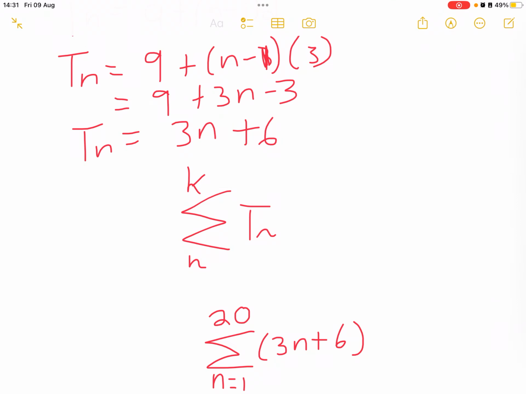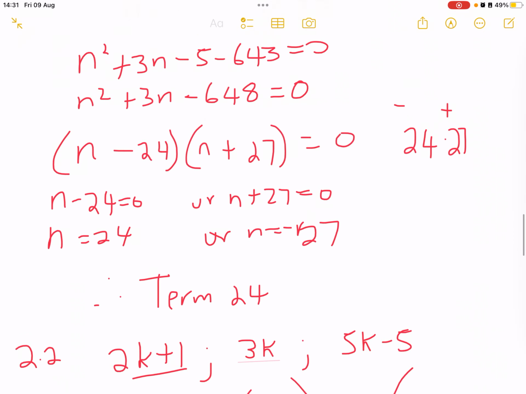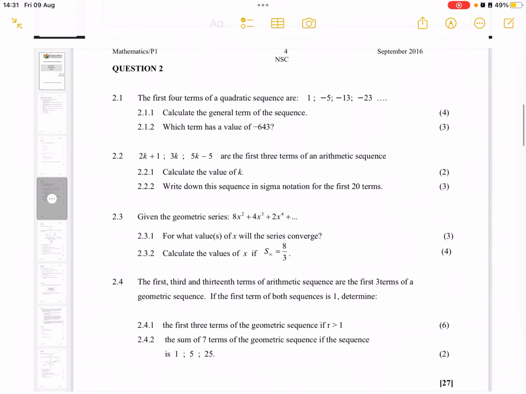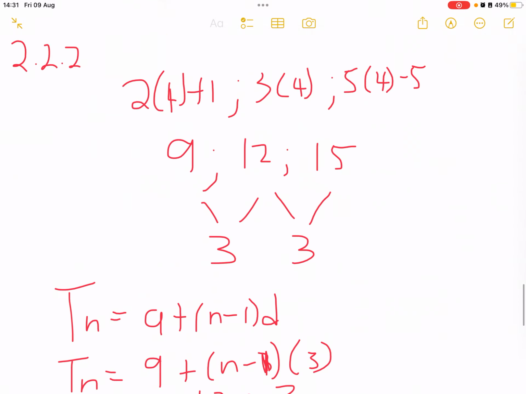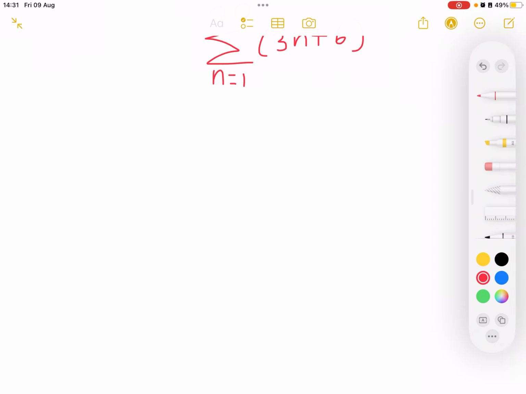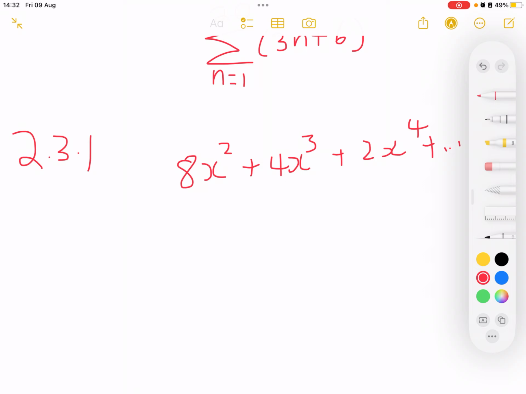Okay. Next up, 2.3, we're given a geometric series, which is 8x squared plus 4x cubed plus 2x to the power 4 plus ... And then it asks, for what values of x will the series converge? 2.3.1. First, we have this 8x squared, 4x cubed, 2x to the power 4 plus all the way through.